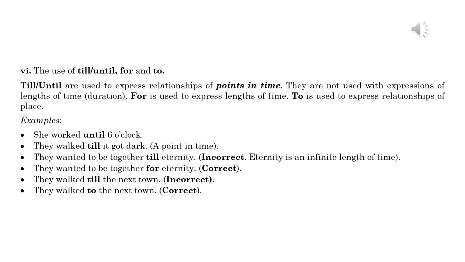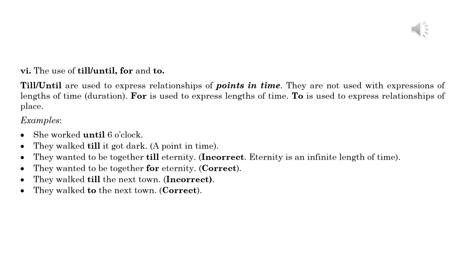6. The use of till or until, for and to. Till or until are used to express relationships of points in time. They are not used with expressions of lengths of time, duration. For is used to express lengths of time. To is used to express relationships of place.